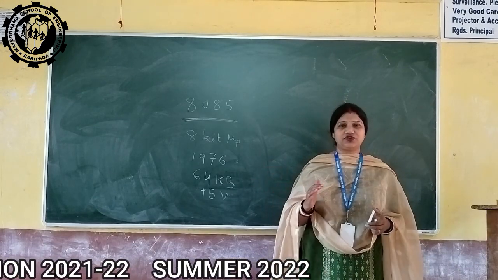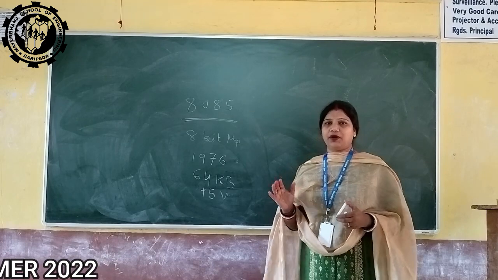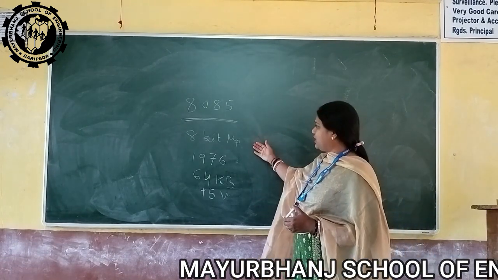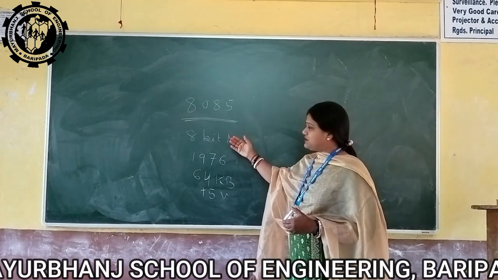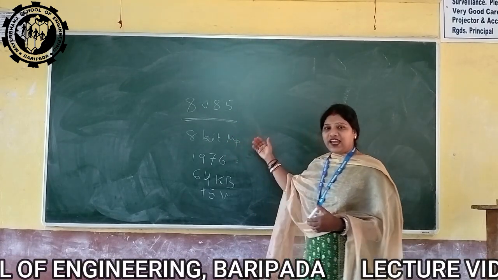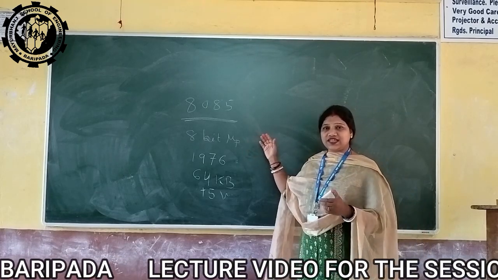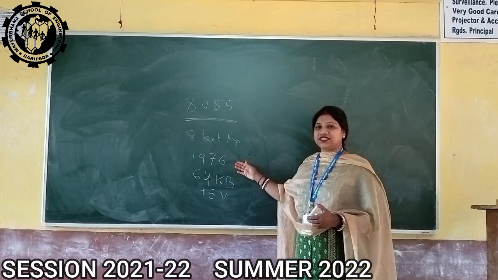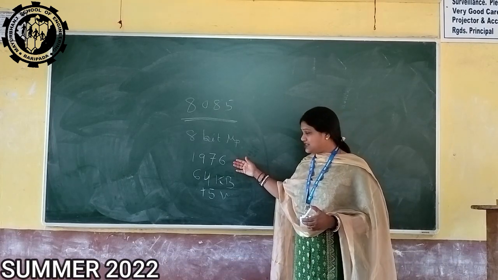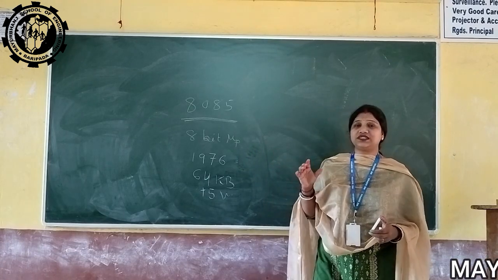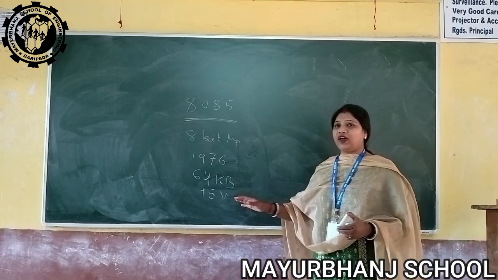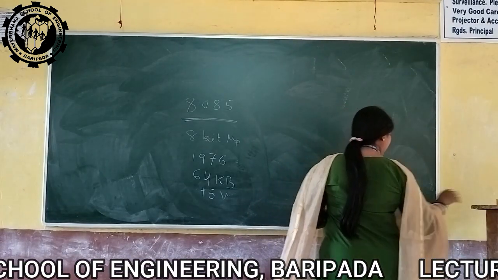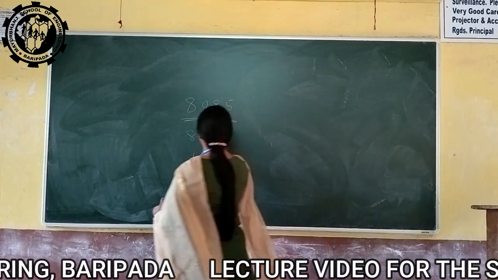Before the architecture of 8085, we have a little idea about what is 8085. So these are the points. Again, we repeat: 8085 is an 8-bit microprocessor because it can access 8 bits of data at a time. It was introduced in 1976, its memory capacity is 64 KB, and it requires a plus 5 volt power supply to operate.